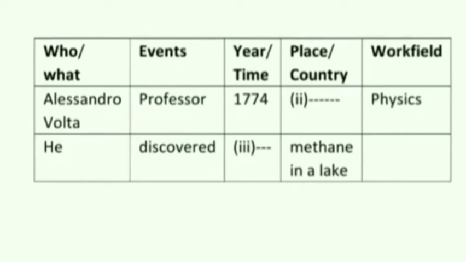So first one, Alessandro Volta, professor. Events is professor, and time is also mentioned here, 1774, and work field, that is physics. So you have to mention the name of the place where he was the professor of physics. Who can say? Yes, you are right, at the Royal School in Como. You have to collect this information from the passage. Then third gap, that is he discovered methane in a lake. Here you have to mention the year. In which year did he discover methane in a lake? Yes, you are right, in November 1777.